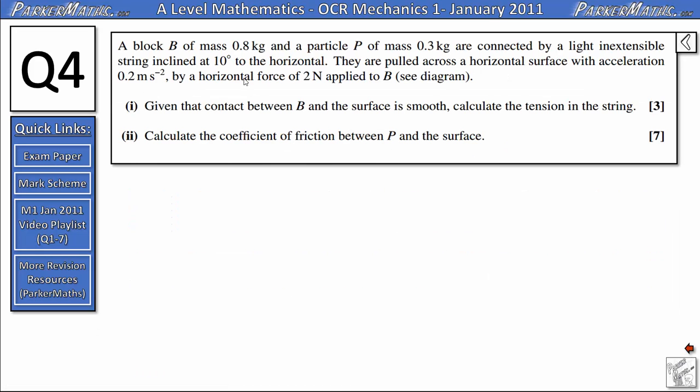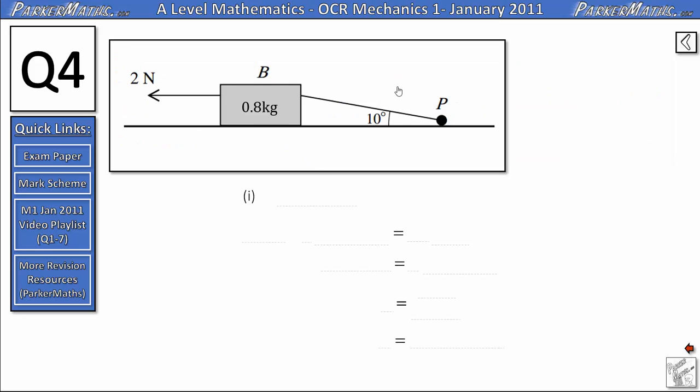A block B of mass 0.8 kg and a particle P of mass 0.3 kg are connected by a light inextensible string inclined at 10 degrees to the horizontal. They are pulled across a horizontal surface with acceleration 0.2 meters per second squared by a horizontal force of 2 newtons applied to B. Most of that information is given in the diagram here.